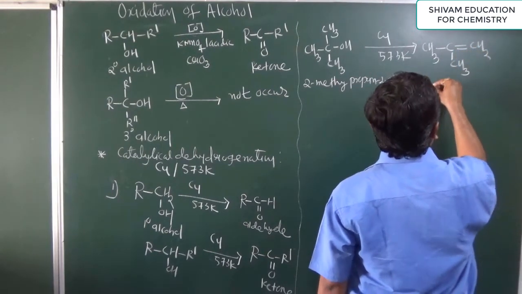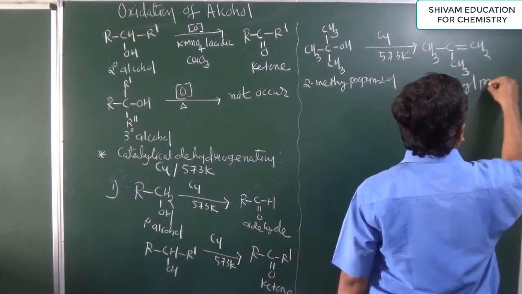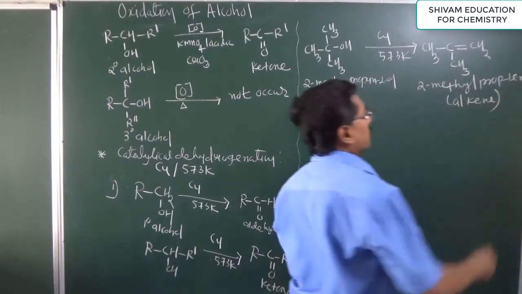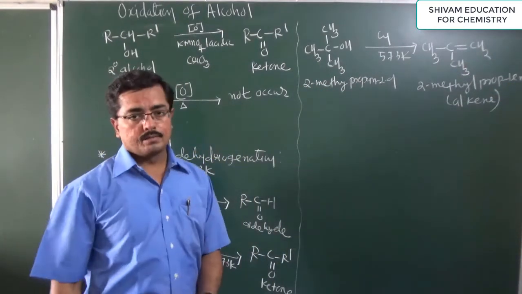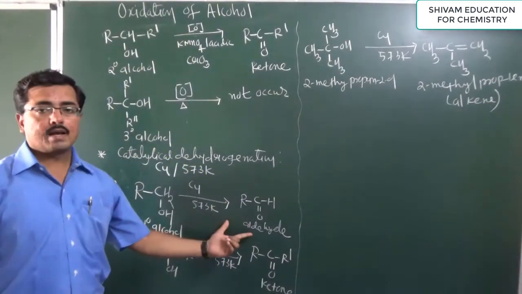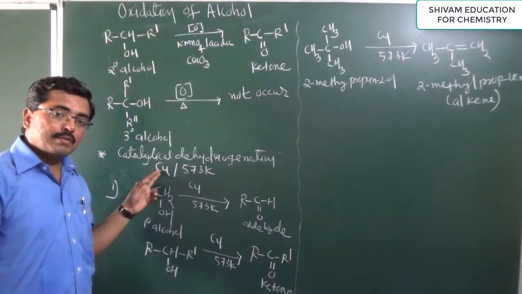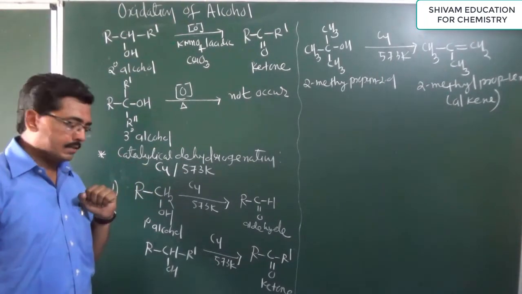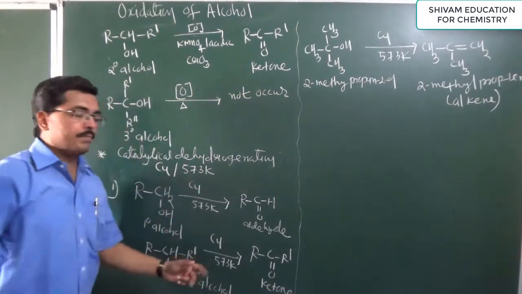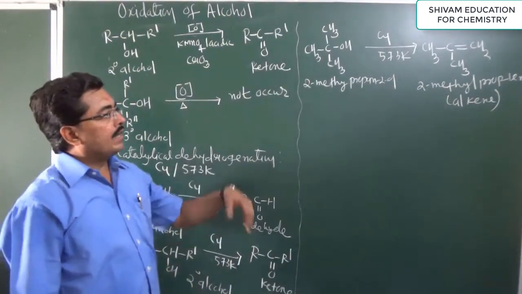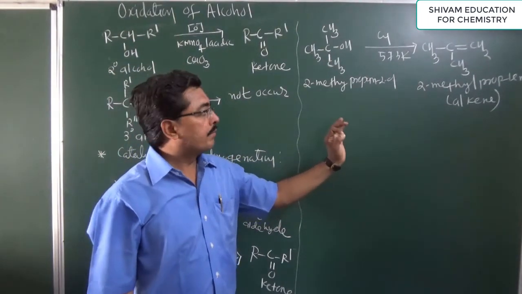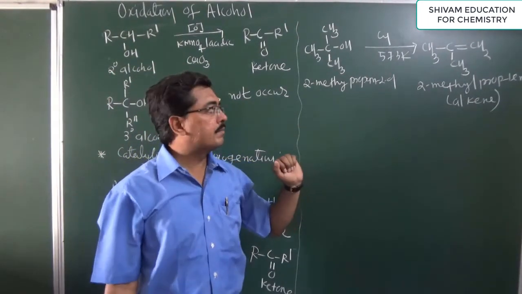This is known as 2-methylprop-1-ene. So in short, we get an alkene as the final product. Catalytic dehydrogenation of a primary alcohol gives an aldehyde at 573 Kelvin with copper as a catalyst. If secondary alcohol vapor is passed over the copper catalyst, we get a ketone. And when tertiary alcohol 2-methylpropan-2-ol is passed, it gives an alkene, 2-methylprop-1-ene.